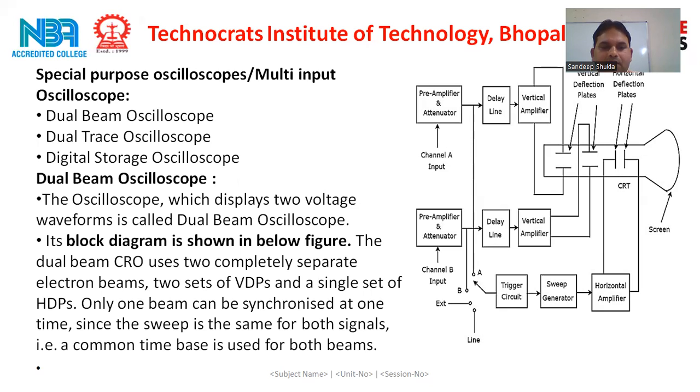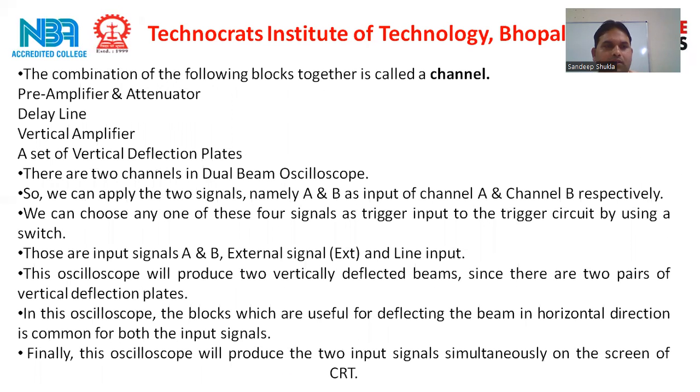Since the sweep is the same for both signals, that is, the common time base is used for both beams. So you can see the figure of this dual beam oscilloscope. The combination of the following blocks together is called a channel: preamplifier and attenuator, delay line, vertical amplifier, and a set of vertical deflection plates. There are two channels in a dual beam oscilloscope.